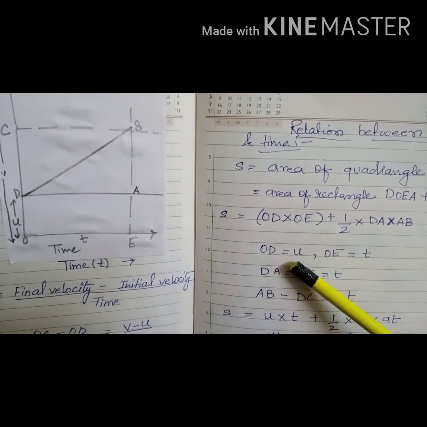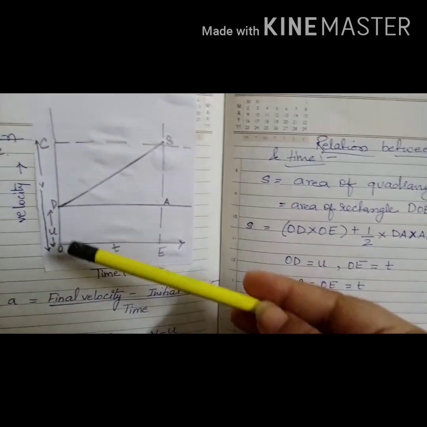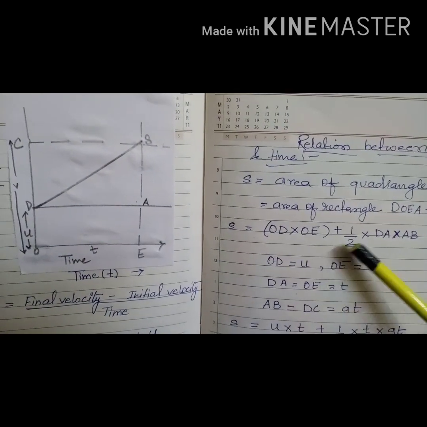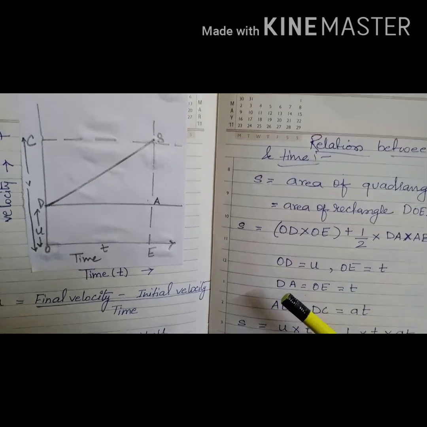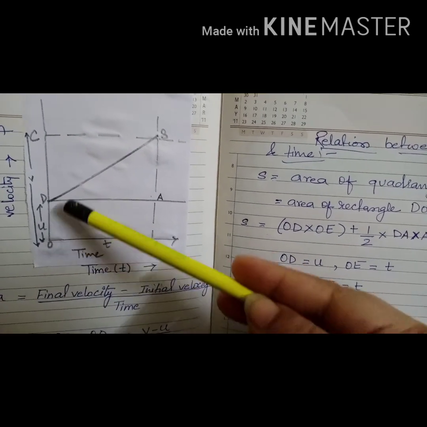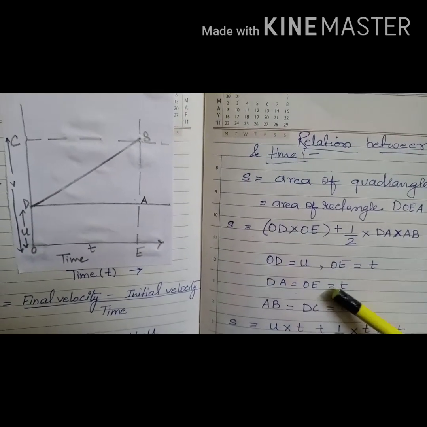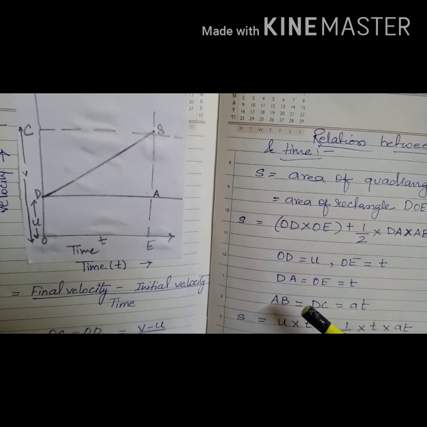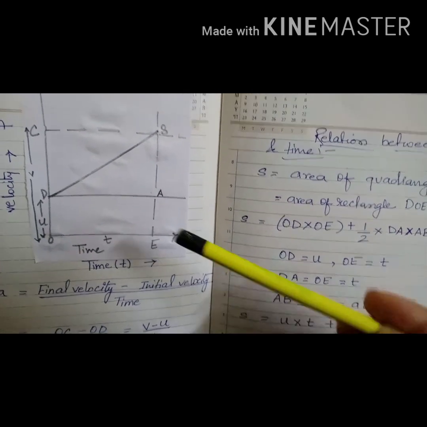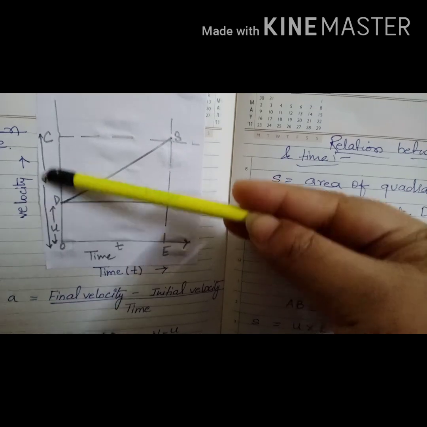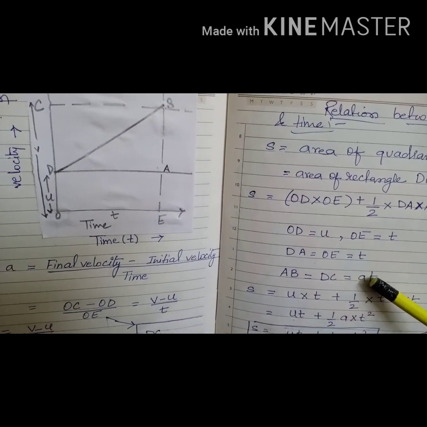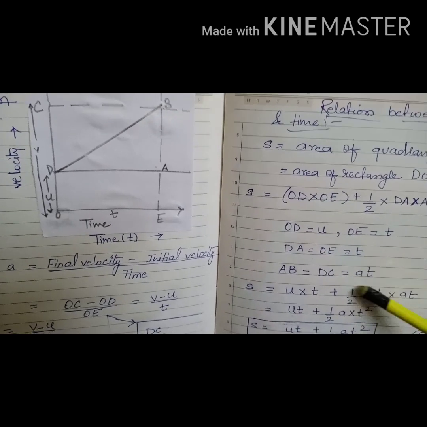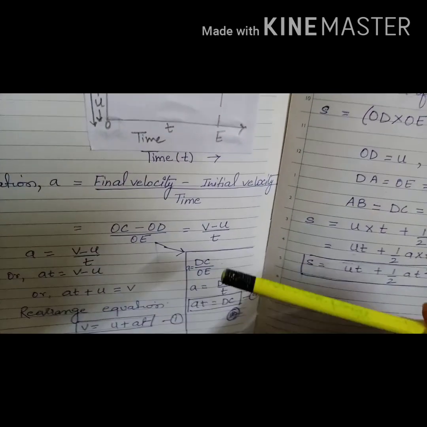Now OD equals U, OE equals time, that is this, and DA equals OE, that is also time. Now AB equals DC, AB equals DC equals AT. Now how I have got AT, I'll tell you from here.